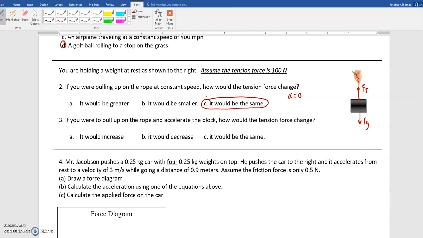Now, if you're just holding that object still and then you accelerate it upwards, in that case, the acceleration is up. And if the acceleration is up, it means there is more force upwards than downwards, which means the tension force, which is up, is going to become greater.